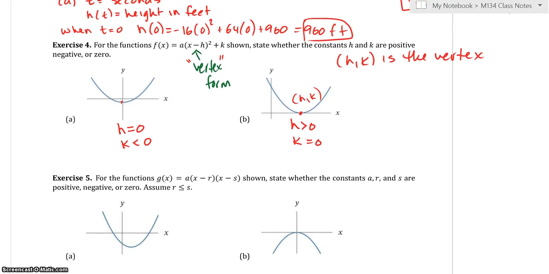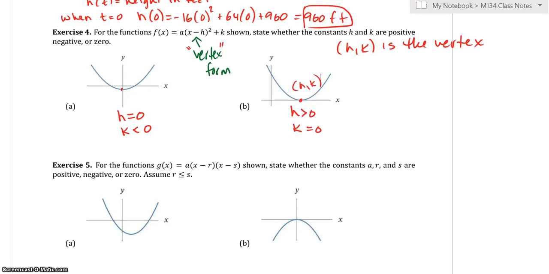Let's do the same thing for factored form. So go ahead, try A and B. See if you can figure out if the a, the r and the s are positive, negative, or 0. Assume that the r is less than or equal to s. Okay, the r is on the left. Those are the factored form. If you remember, r and s are the x-intercepts. So if the r is less than or equal to the s, the r would be to the left.